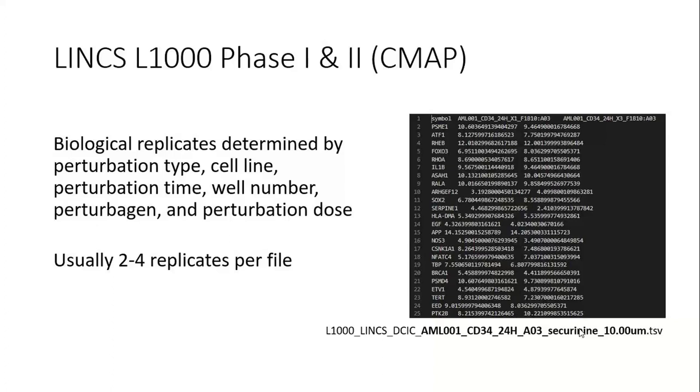Usually there's around 2 to 4 replicates per file. You can see here on the right, there's an example. There's a brief screenshot of an example file where you see at the top the 2 different replicates that I took from the original data file. Now they're in their own file, which is named the file name beneath the picture. And I've bolded the relevant information. So AML001 would be the perturbation type, followed by the cell line, the perturbation time, the well number, the perturbation ID or name, I guess, and then the dosage.